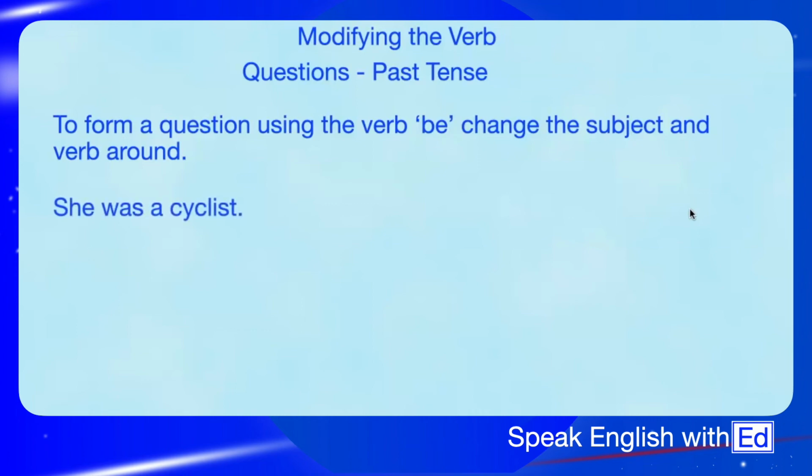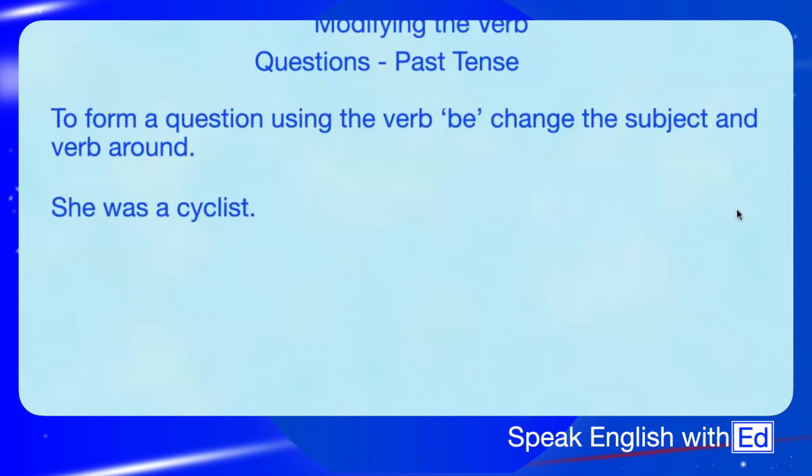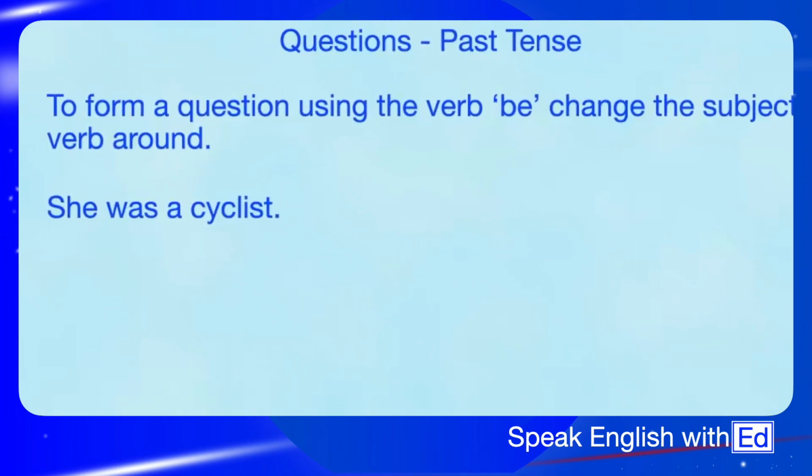Right, so here we've got a statement: she was a cyclist. In the past, I'm telling you that in the past, she was a cyclist. Now, to turn this into a question, what we need to do is the subject, she, and the verb, was, we need to change them around. So we say, was she a cyclist? And then we add a question mark at the end.